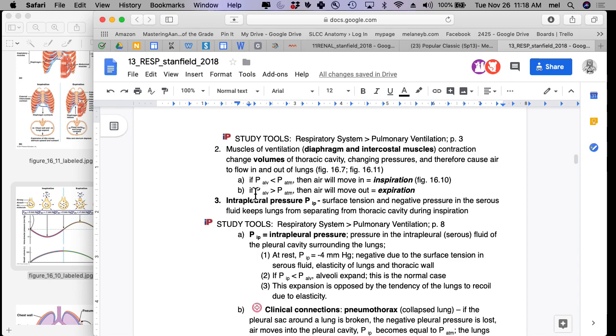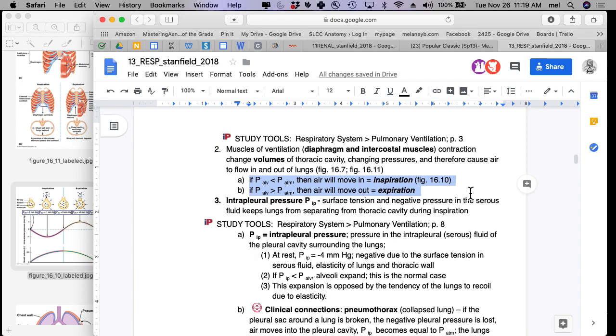Basically, if you just looked at it here, and like we said before, if alveolar pressure is less than atmospheric pressure, then air will move in. That's inspiration. If alveolar pressure is greater than atmospheric pressure, then air will move out, and that's expiration.